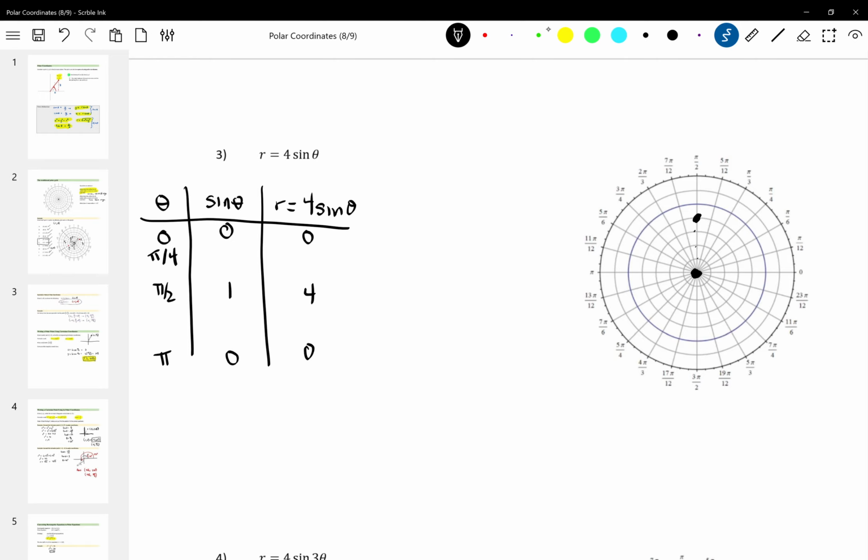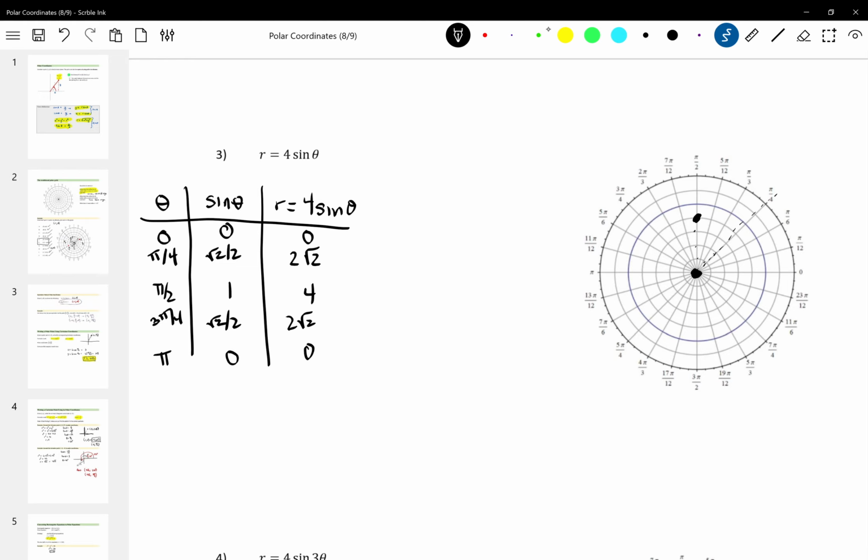I'm going to hit pi over 4, and I'm going to hit 3 pi over 4, because I know this is also root 2 over 2. And then if I multiply them by 4, I get 2 root 2 here and 2 root 2 here. So that's going to mean at an angle of pi over 4, now root 2 is about 1.4, so that means 2 root 2 is 2.8. So we're just under 3 there.